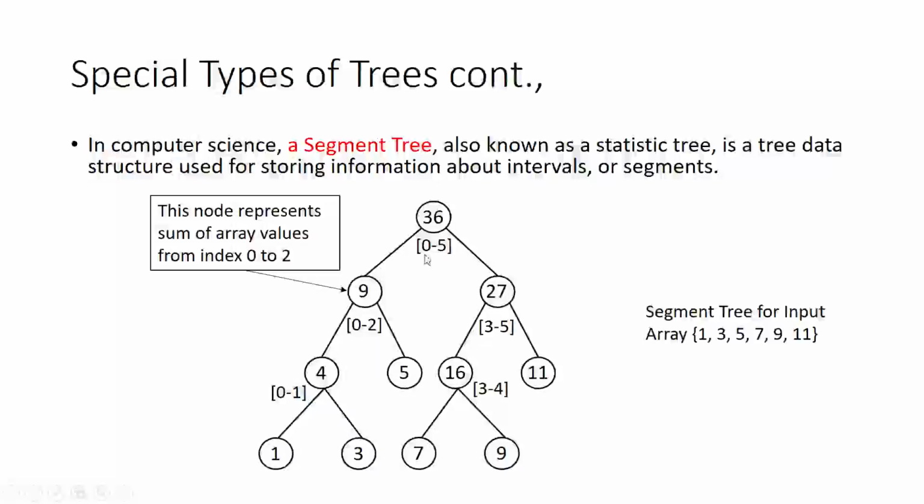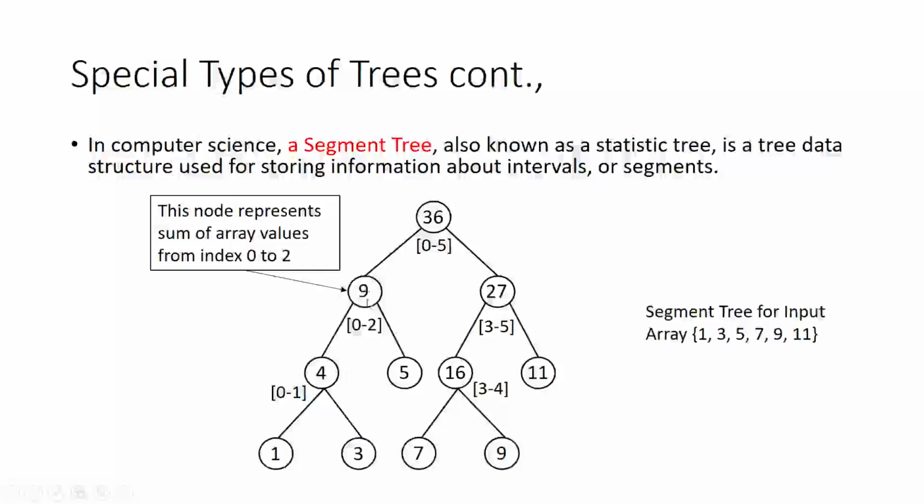Now we'll split this into two parts: 0 to 2 and 3 to 5. 1, 3, 5 will come to the left, and 7, 9, 11 will come towards the right. 1 plus 3 plus 5 is 9, and 7 plus 9 plus 11 is 27, which goes towards the right of 36. Now you can see that this is not like a binary search tree, because 27 is not greater than 36.